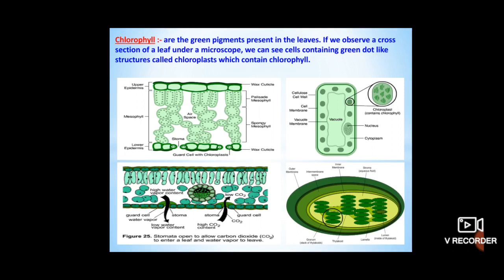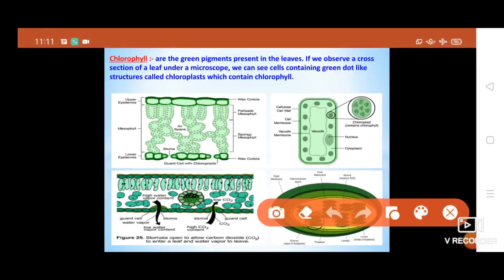So in the picture you can easily observe the green pigments. Just wait, I am going to show it now in the picture. See here, in the plant cell you are going to observe green pigments. Those green pigments are what we call chlorophyll. Here also are some of the cells, and in these cells we can identify the chlorophyll.